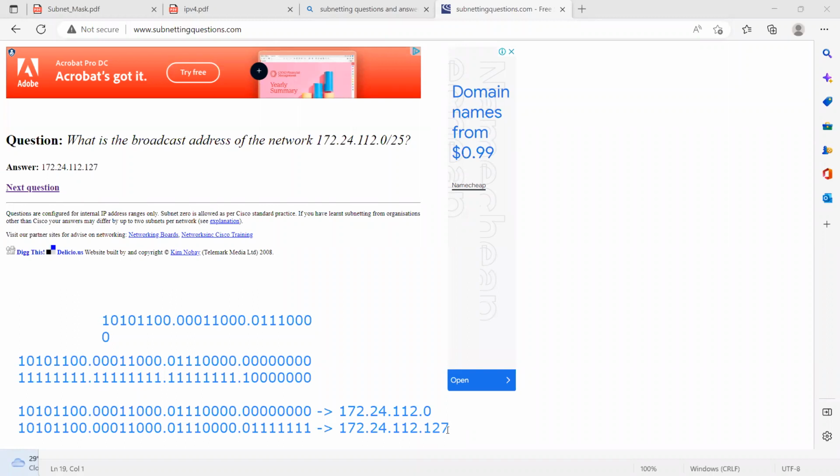How many networks are possible? How many subnets are possible? Because you can only change this bit, so there is one bit, so 2 to the power 1 is only two networks. One is 0, the other one is 1. There will be two networks. Okay, got it or not? Hello. Yes sir. Did you understand or not? If not, I can explain again. Understood, sir. Okay, shall we go to the next question? Okay, sir.